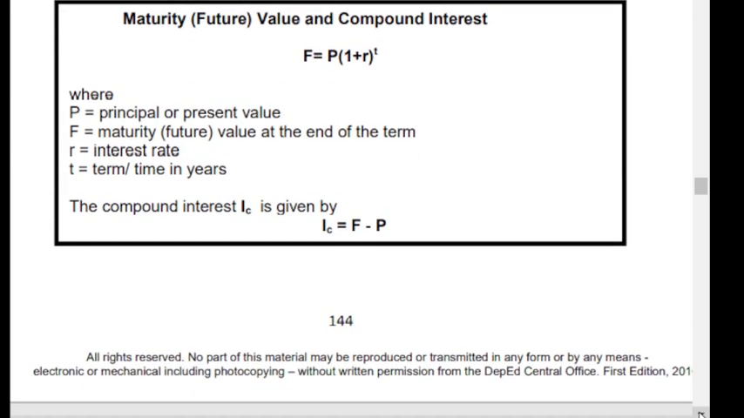Okay, so we can have here the summary of the formula for finding the future value of compound interest. So F is equal to P times quantity 1 plus R to the power of T, where P is the principal or present value, F is the maturity value or future value at the end of the term, R is the interest rate, T is the term or time in years, and the compound interest is denoted I sub C and is given by I sub C is equal to F minus P.